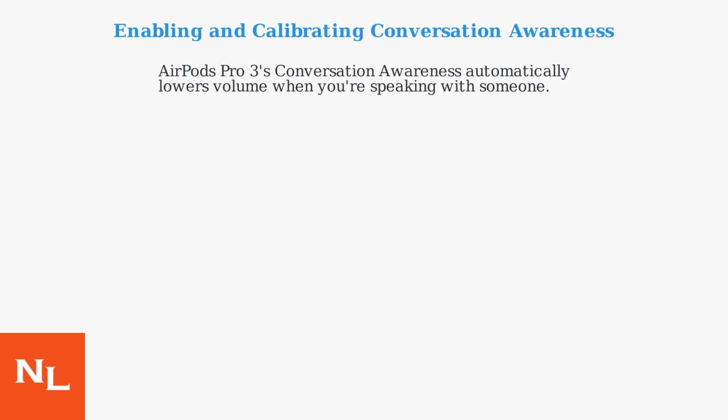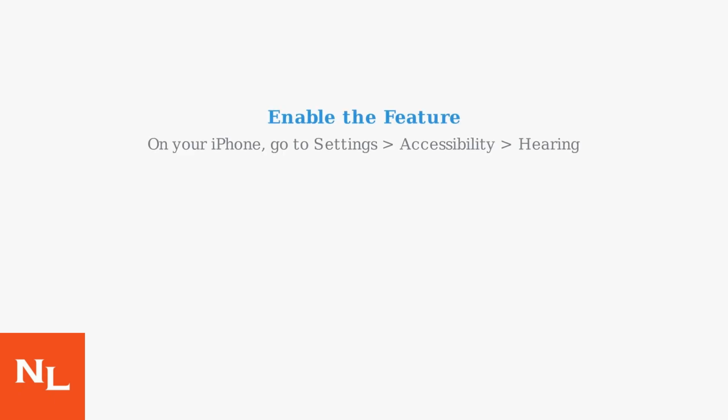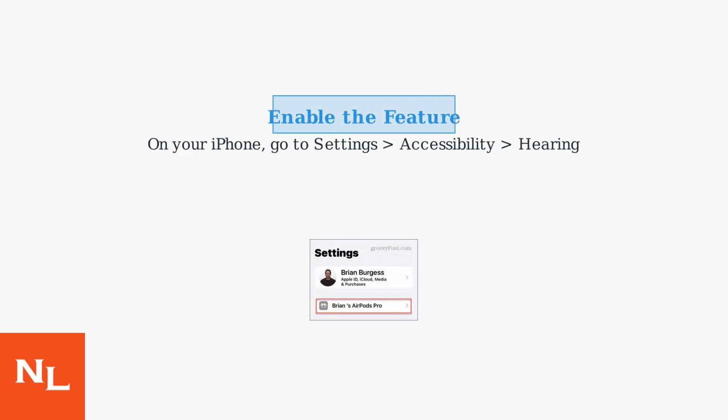AirPods Pro 3's conversation awareness automatically lowers the volume when you're speaking with someone. If it's not working, first ensure it's enabled. On your iPhone, go to Settings, Accessibility, Hearing, Conversation Awareness, and toggle it on.